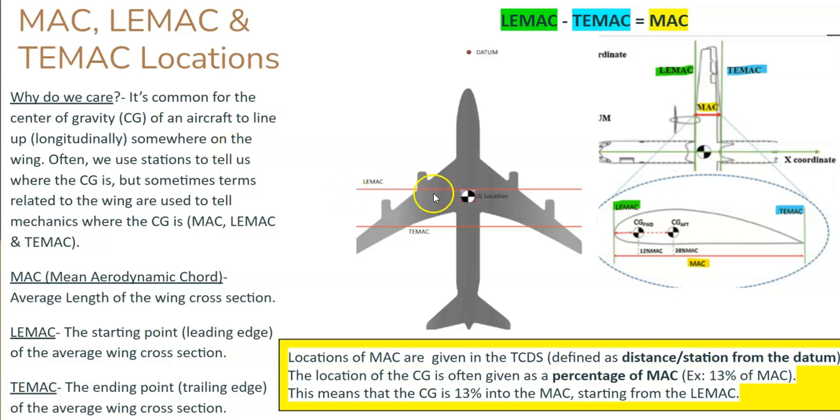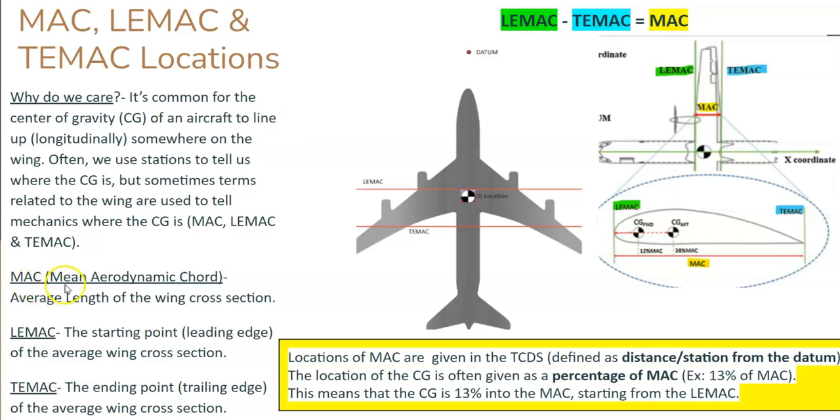Very often, you'll notice that the center of gravity on an aircraft naturally occurs somewhere within the chord or the width of a wing. Like you could see here on this aircraft. You could see that the center of gravity is somewhere within the width of the wing over here as well. And because of that, wing-related terminology sometimes needs to be used to tell you exactly where the center of gravity is. And that's where MAC, LEMAC, and TMAC come into play.